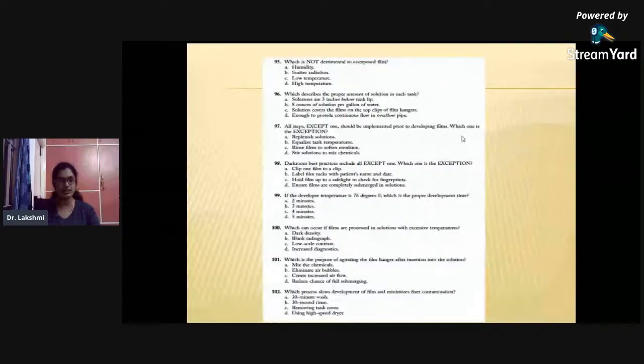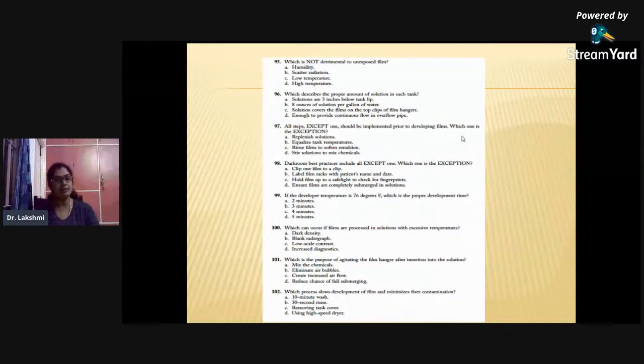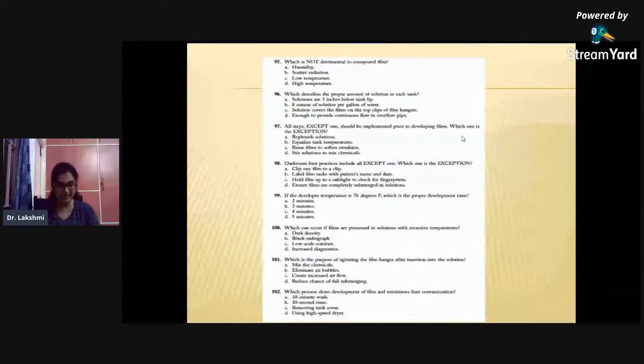98th question. Best practice includes all except one. Which one is the exception? Okay, the option is C. Hold film up to a safe light to check for fingerprints. Okay, clip one film to a clip, yes. Label the film racks with patient name and date, yes. Ensure films are completely submerged in solution, yes. But hold the film up to a safe light to check for fingerprints is not applicable here. So 98th option is C.